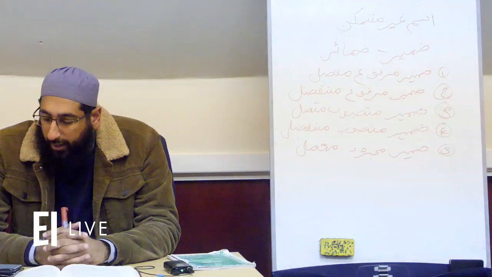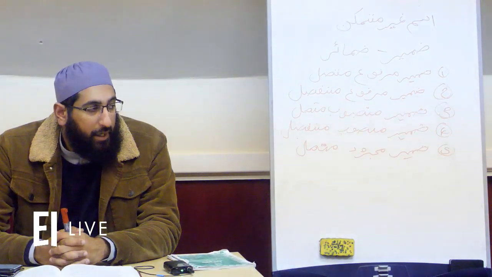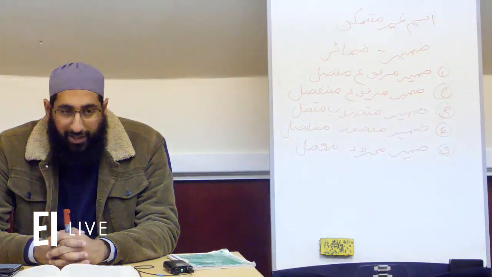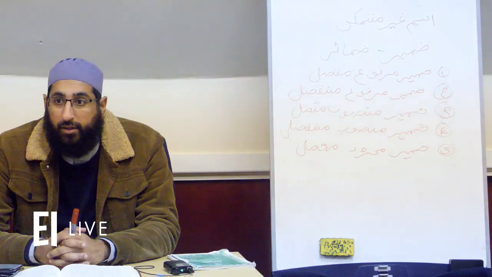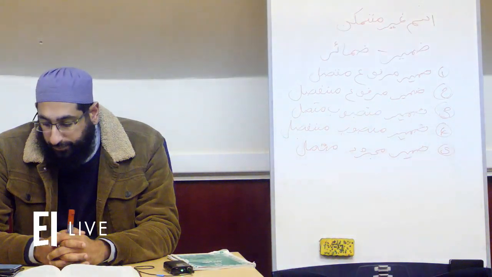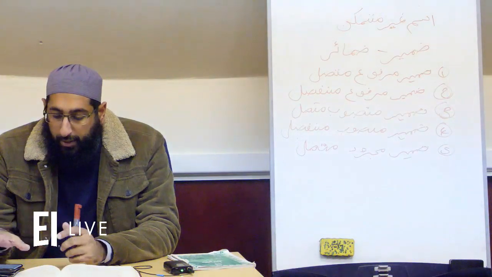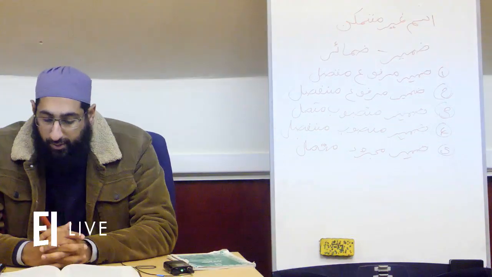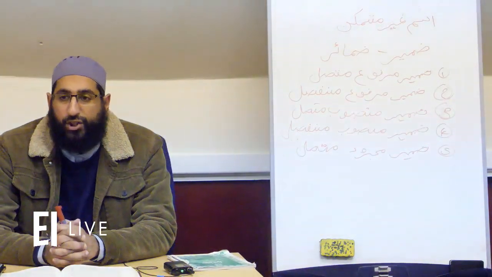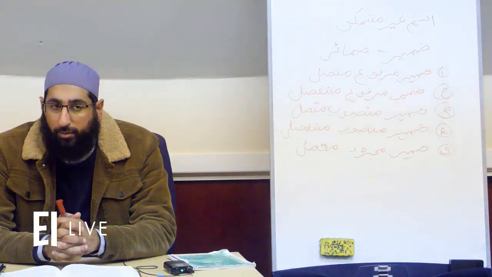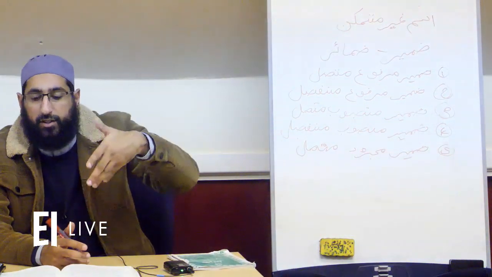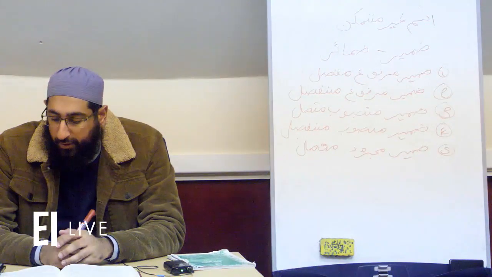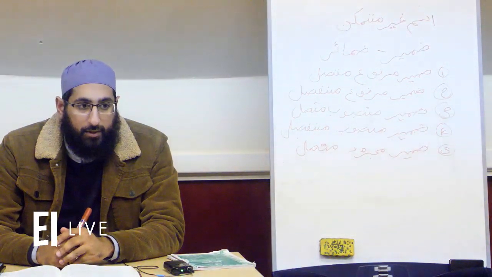Tilka ayatul kitabil mubin. Tilka is ism ishara. Ishara is like when you indicate, like you say this and that. Here, according to some, it's ishara ba'id, for something that's far. So rather than this, it is that. Ism ishara was the next lesson.